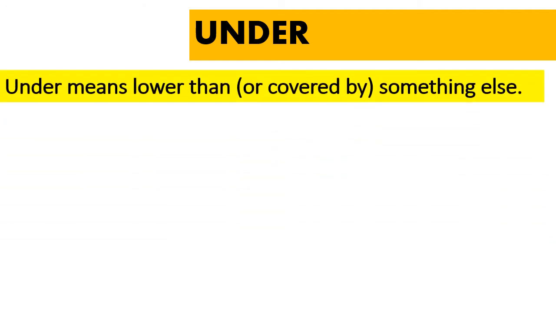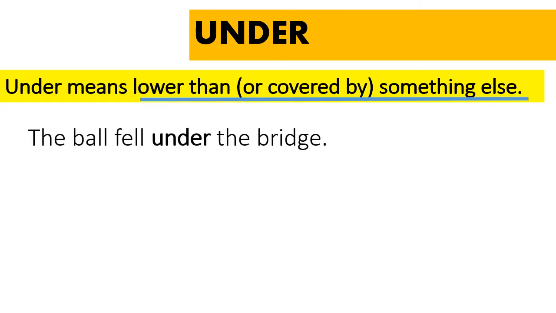For the next preposition, we have under. By using the word under, this means that something is lower than or covered by something else. Let us look at the examples. The ball fell under the bridge. What is under the bridge? The ball. That's right. The ball is lower than the bridge. Very good. How about in the next example?